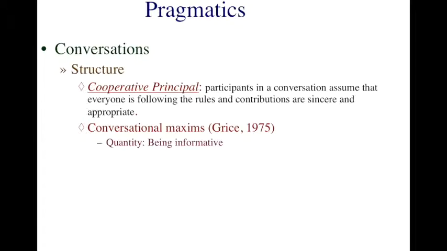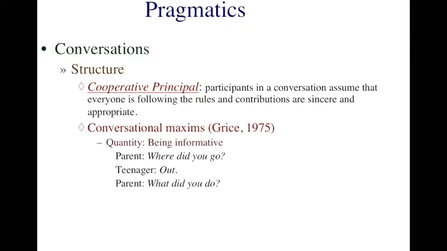For example, consider the following dialogue between a parent and their teenage son. The parent asks, "Where did you go?" The son replies, "Out." The parent asks, "Well, what did you do?" And the teenager replies, "Nothing." The teenager is violating this conversational maxim of quantity. They're not providing an answer to the questions.